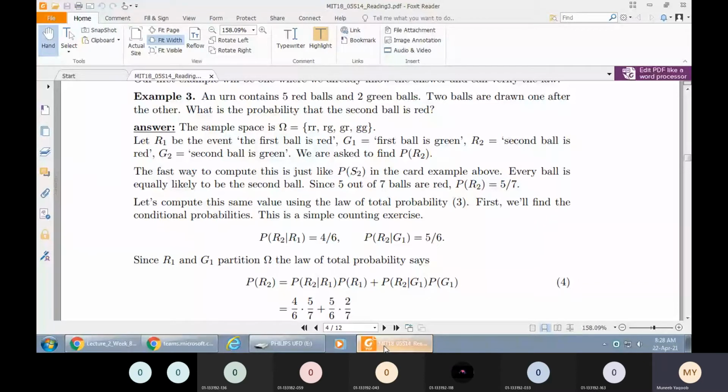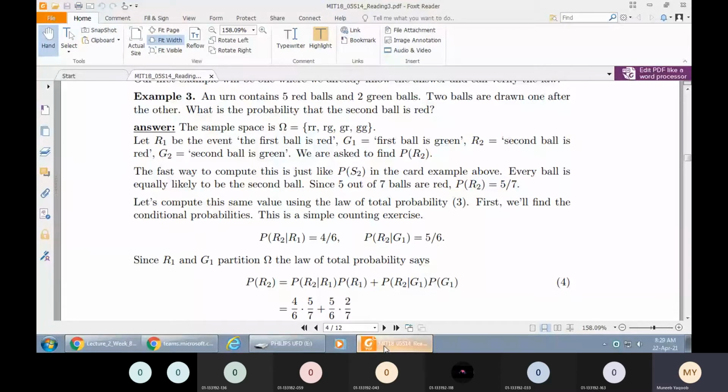For example, for probability of R1 intersection R2, first of all, we will calculate the probability that the first ball drawn is red. Obviously, there were 7 balls in the urn, and out of these 7 balls, 5 balls were red. So the probability that the first ball drawn will be red is 5 upon 7. This is probability of R1 just beneath equation 4. So probability of R1 is 5 upon 7.